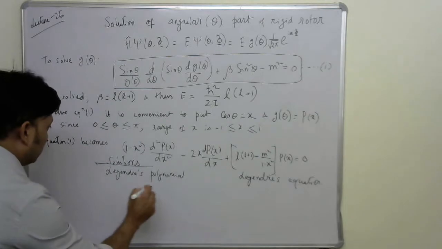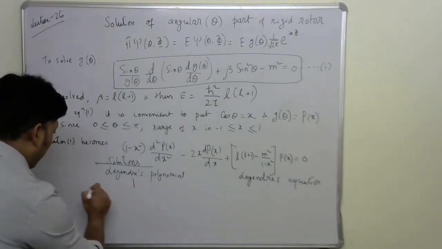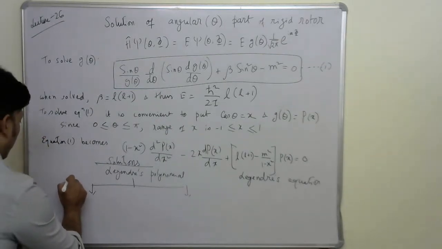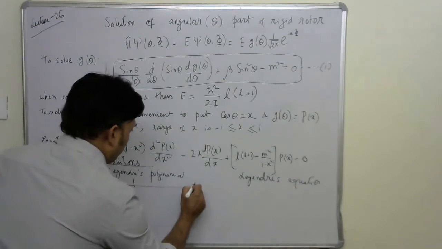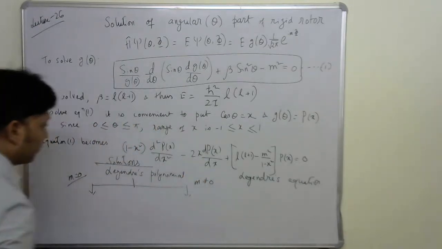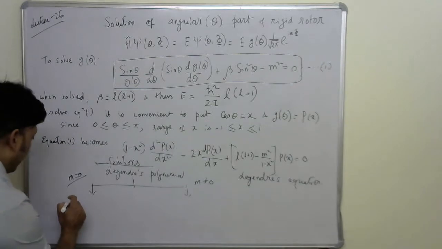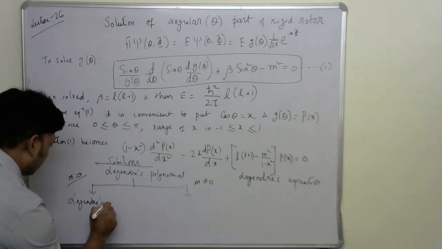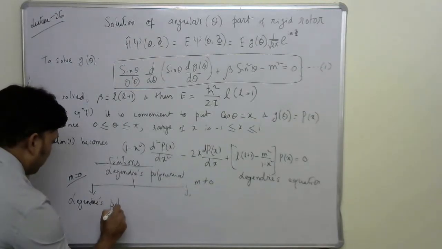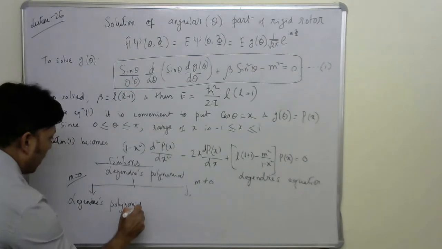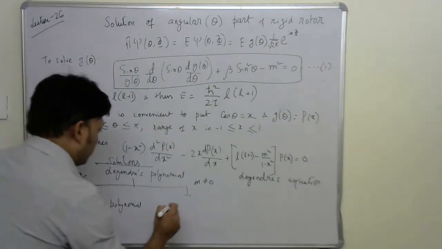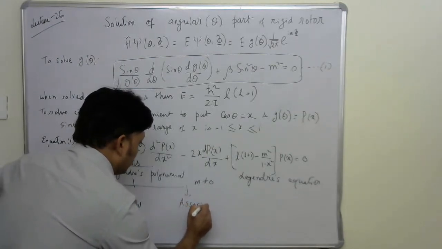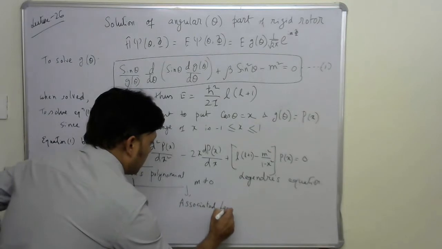These Legendre's polynomials are of two types. One type corresponds to when m is equal to 0, and another type when the m value is not equal to 0. When the m value is 0, the solution is the Legendre's polynomial. And when the m value is not equal to 0, the polynomials are called associated Legendre's polynomials.